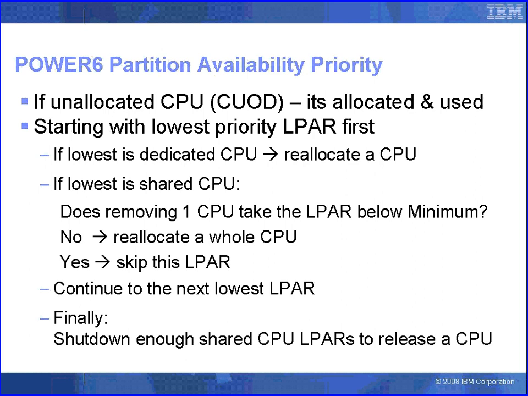If the lowest priority logical partition has a shared CPU, then what happens depends on whether taking a whole CPU out of that logical partition gets us below the minimum for that logical partition. If the answer is no, we'll go ahead and do that. If the answer is yes, then we'll skip this shared CPU logical partition and continue on to the next lowest. We carry on going through our priority list, but if we still fail to find a CPU that we can reallocate, what we'll do is we'll shut down enough shared CPU logical partitions to release a whole CPU, and then we're okay.